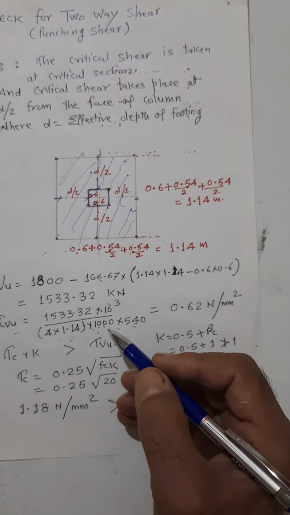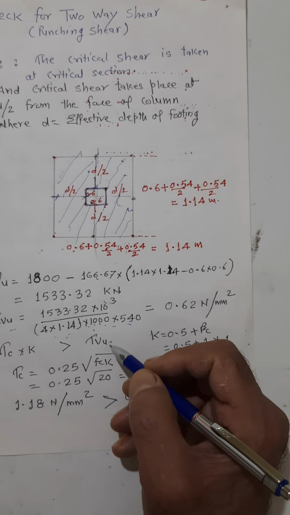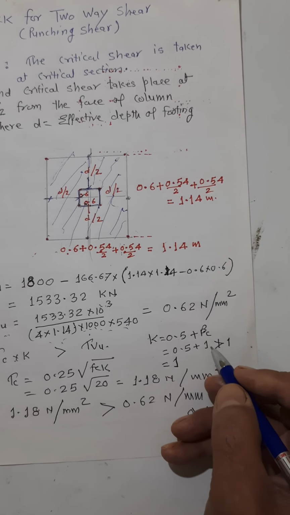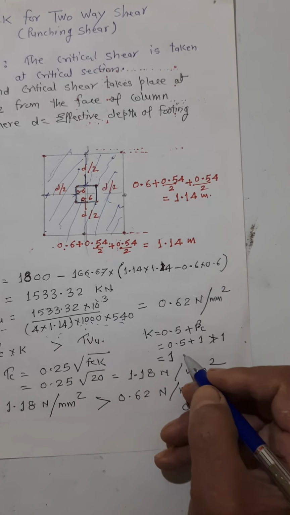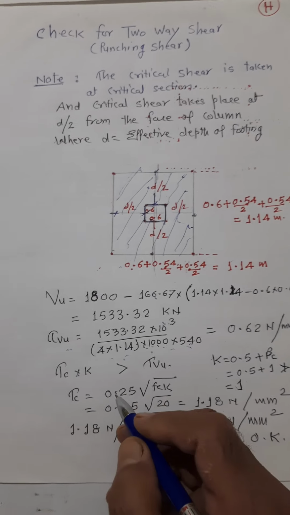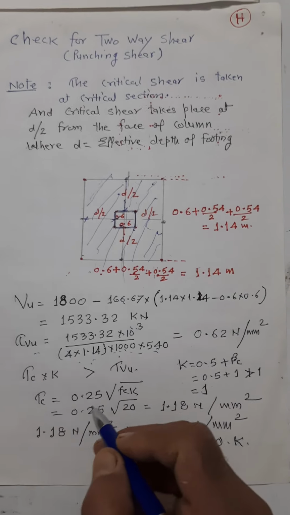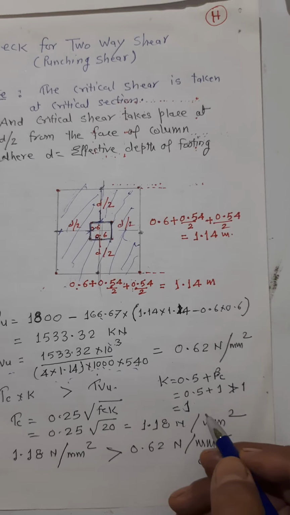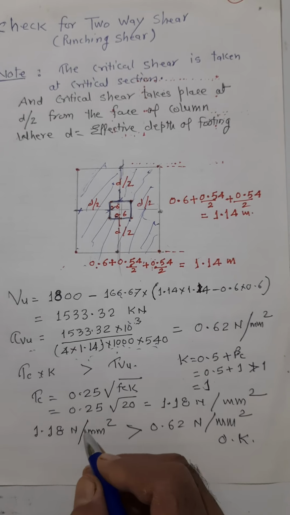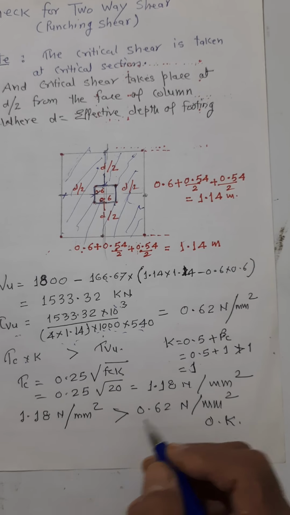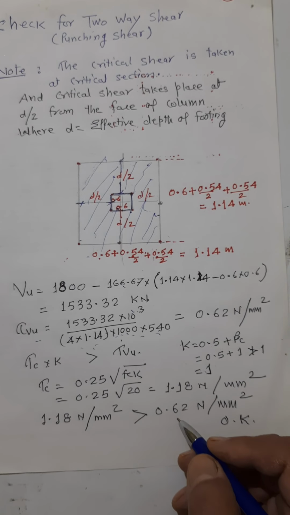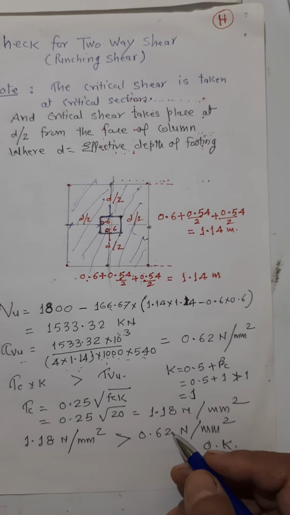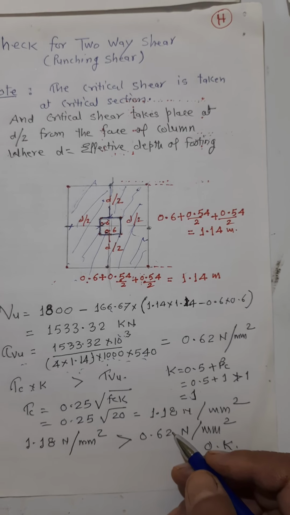How can we find out the tau c? We know that K times tau c should always be greater than tau v. And K will be nothing but 0.5 plus beta c. 0.5 plus beta c comes out to be greater than 1, so we consider K equal to 1. And how can we find out the value of tau c? Tau c is calculated as 0.25 under root of fck. It comes out to be 1.18 Newton per mm square. So 1 into 1.18 Newton per mm square is greater than 0.62 Newton per mm square. We can say yes, it is safe, so it cannot be penetrated, and it is safe for punching also.